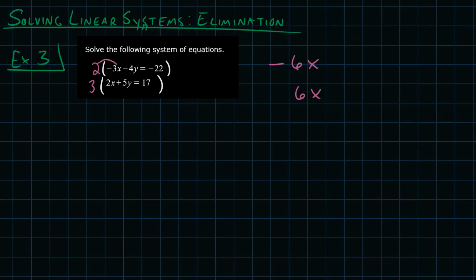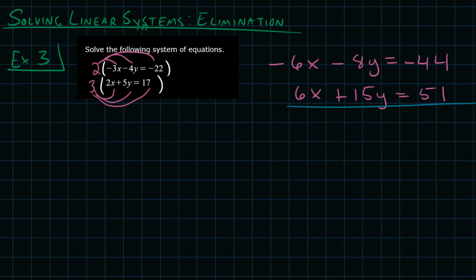But we have to multiply these numbers with all three of our terms in the equation. So 2 times negative 4y will give us negative 8y, which will be equal to 2 times negative 22, which is negative 44. Same thing happens in our second equation, which is being multiplied by 3. 3 times 5y will give us positive 15y, and 3 times 17 will give us 51.